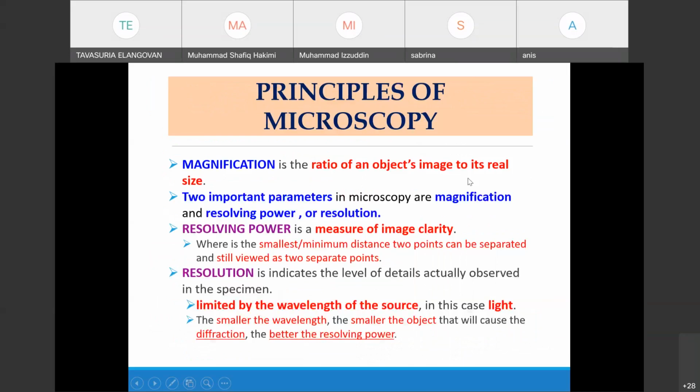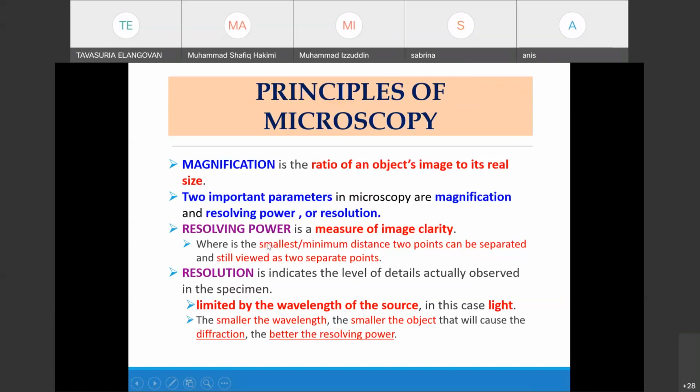So the basic principles of microscopy are magnification and resolving power or resolution. Okay, so these are the two important parameters you should know their definition. Okay, so magnification means the ratio of an object's image to its real size.